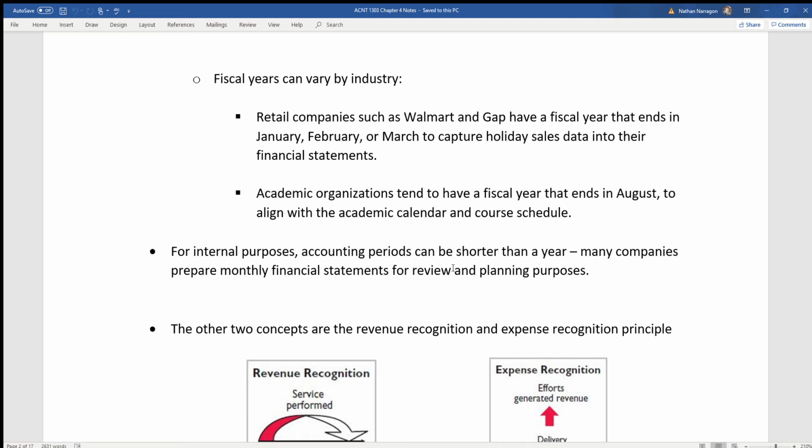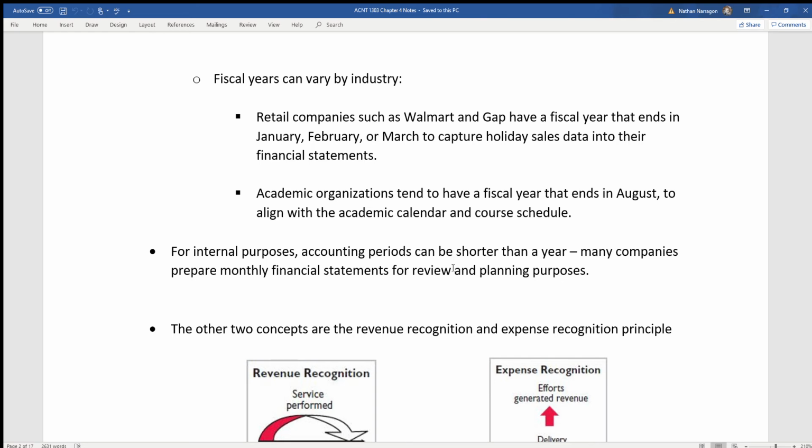Schools are also one that doesn't typically end in December, because they have a school year. So typically they end on August 31st, and their fiscal year starts again on September 1st, and that's when their budgets kick in and they can spend more money. Yes, they love spending money.